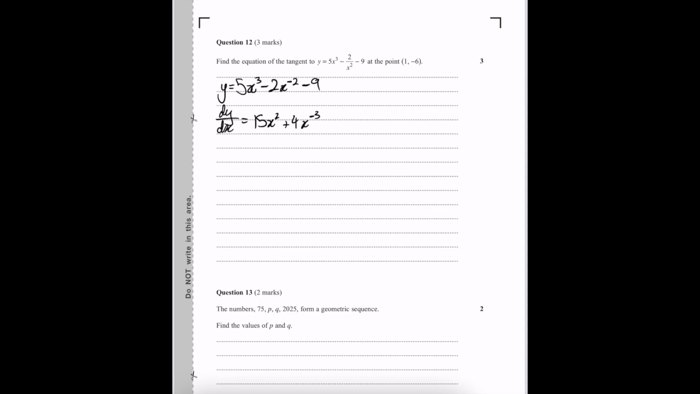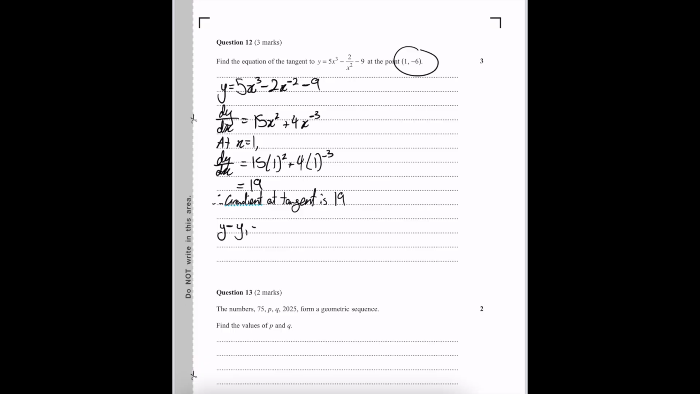And then at x equals 1, because we want to find the gradient at the point. So at x equals 1, dy dx is equal to 15 outside of 1 squared plus 4, 1 minus 3, which is just equal to 19. Therefore, the gradient at the tangent is 19. And then we have the formula for a line.